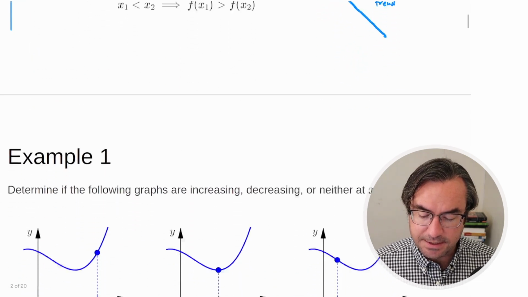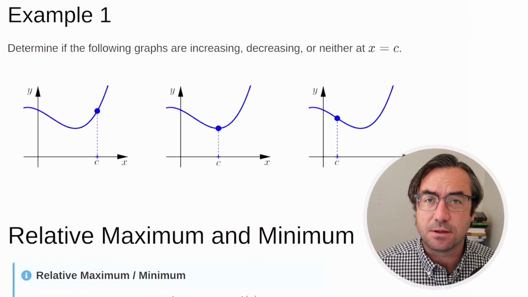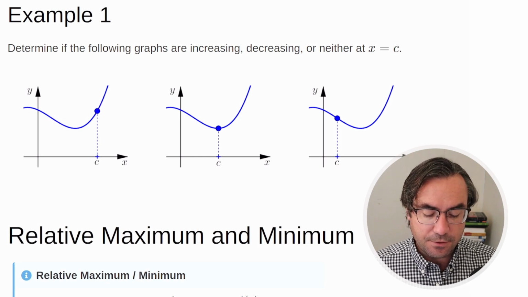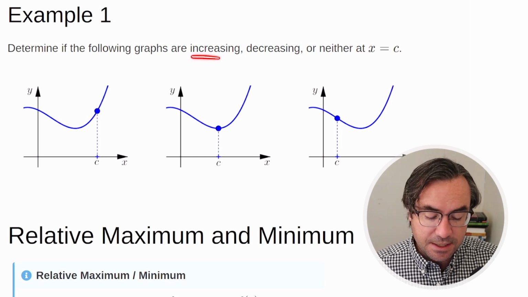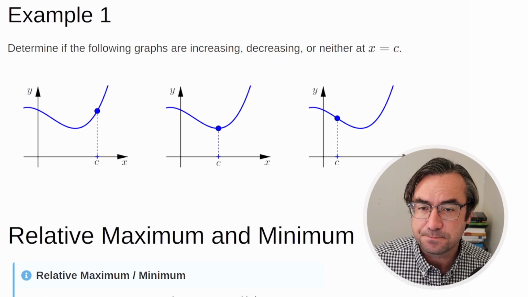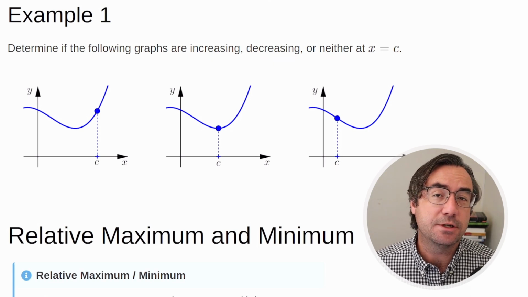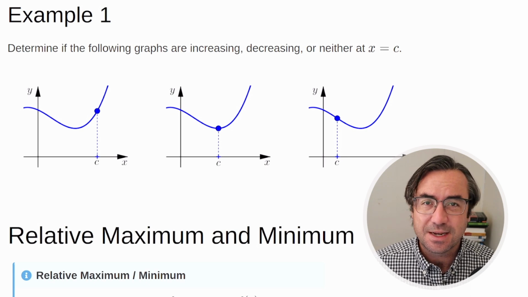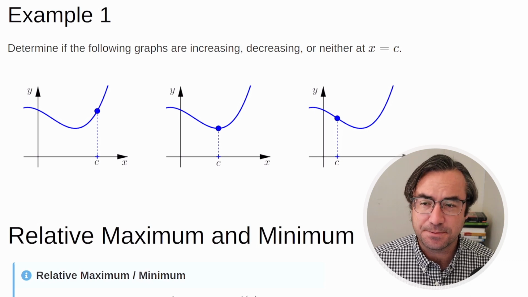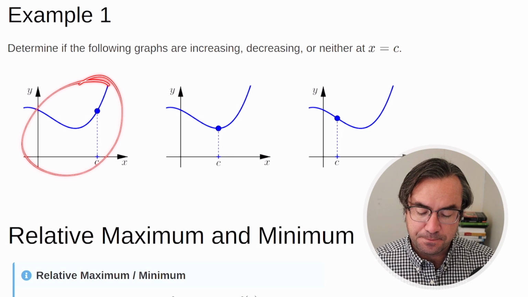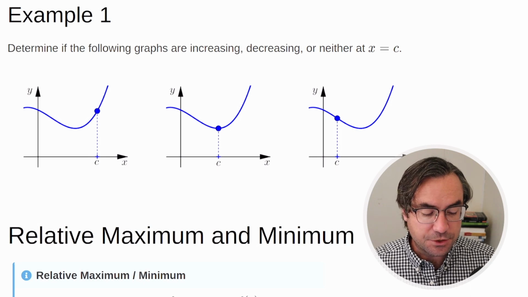So we're going to look at an example here. Same function, but we're going to look at three different places along the graph. We're going to figure out if the function at each of these points is increasing, decreasing, or neither. The way we're going to do this is by drawing our tangent line. It kind of gives us the trend of what our function's doing at that specific point. So let's look at the first graph here. We're interested in this specific point. So let's draw the tangent line.